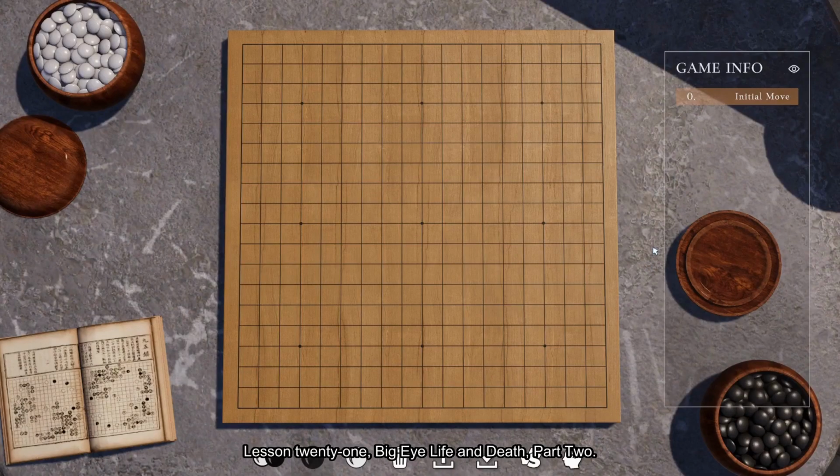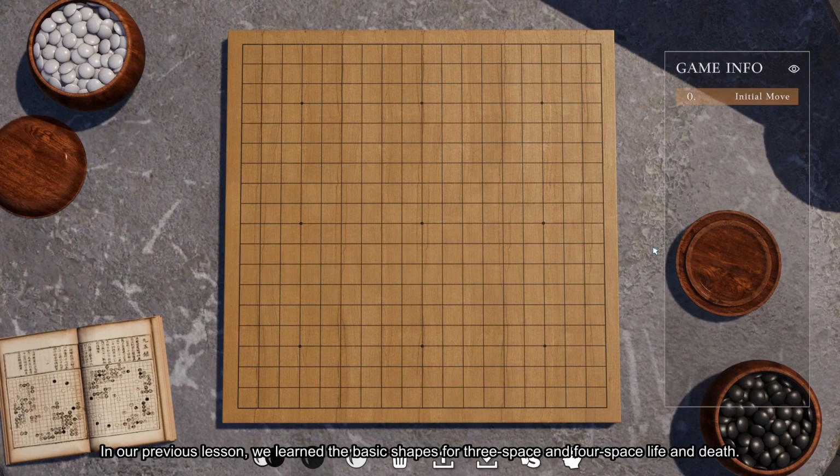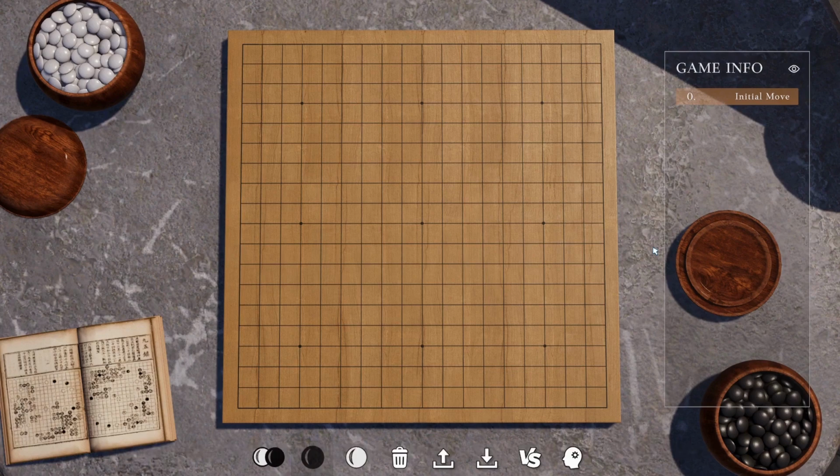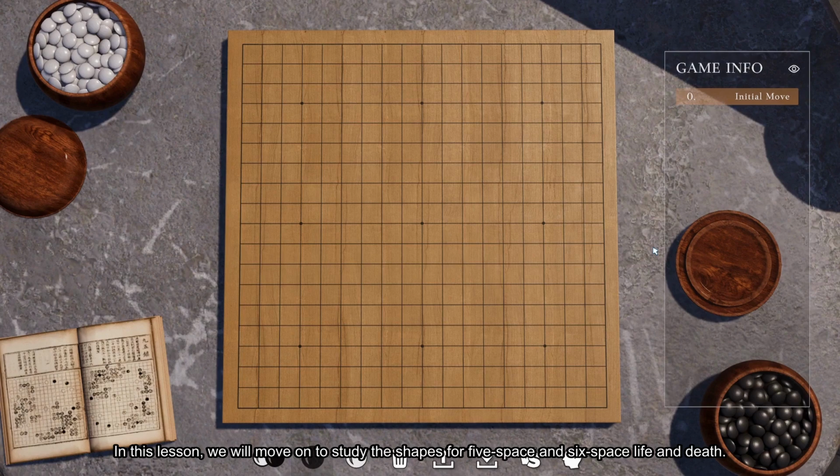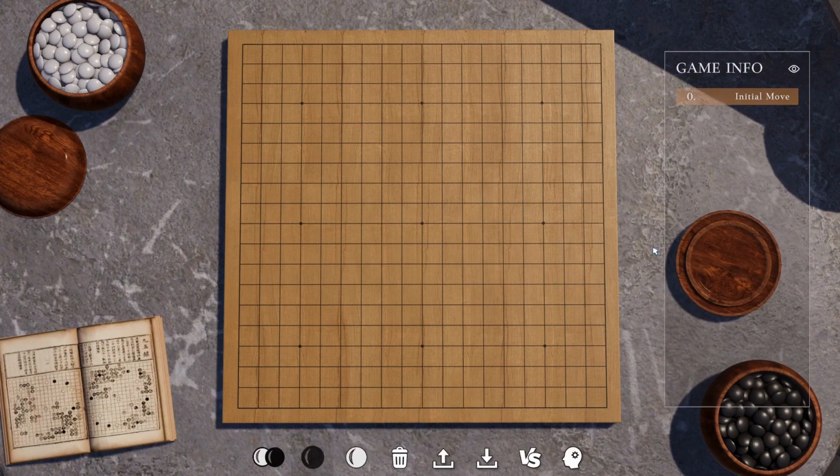Lesson 21, Big I, Life and Death, Part 2. In our previous lesson, we learned the basic shapes for 3-space and 4-space life and death. In this lesson, we will move on to study the shapes for 5-space and 6-space life and death.